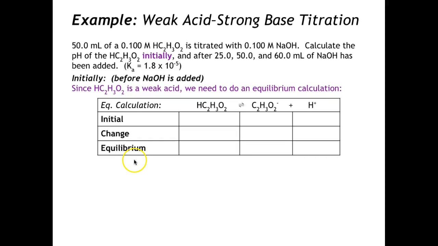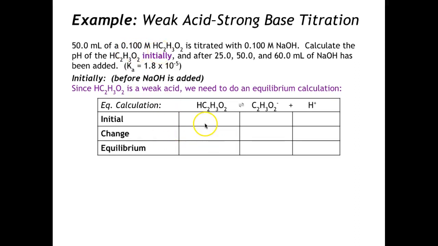So we're going to set up our ice table. The reason why we didn't do a BCA table to begin with is because the only thing that we're going to have in our solution is going to be this 50 milliliters of our 0.1 acetic acid, because initially means before we've added any base. So we're going to have all of our 50 milliliters of our 0.1 molar acetic acid available.